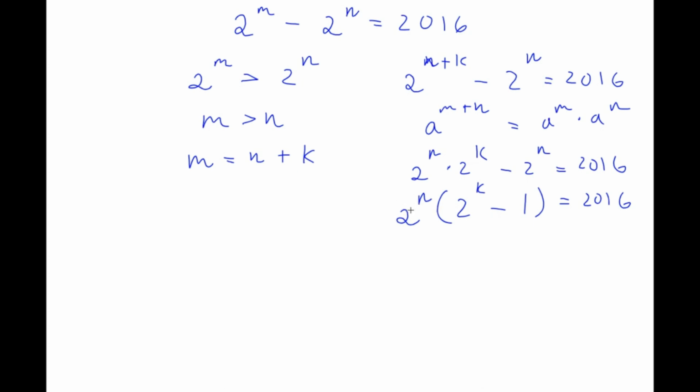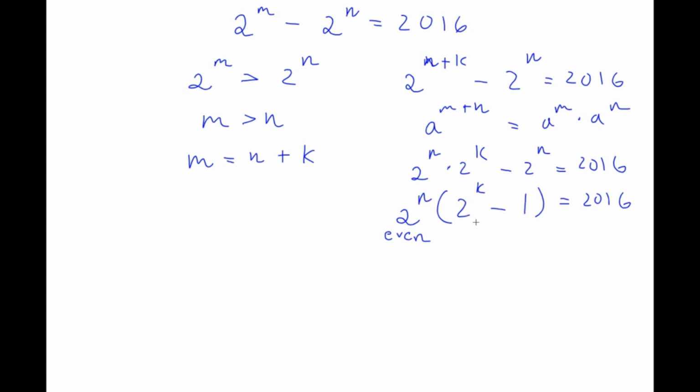Now, because we have a base of 2, we know that 2 to the power of n is going to be even, because 2 to the power of any number is even. 2 to the power of 5 is 32, 2 to the power of 4 is, not 36, it's supposed to be 16, 2 to the power of 3 is 8. Notice how all the powers of 2 are even. So 2 to the power of any number n is even.